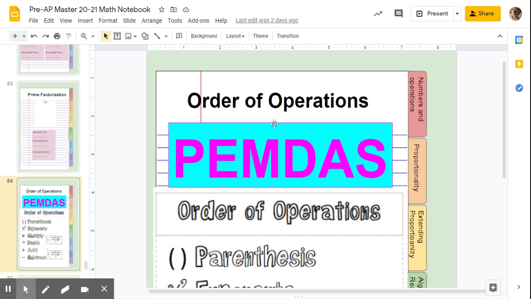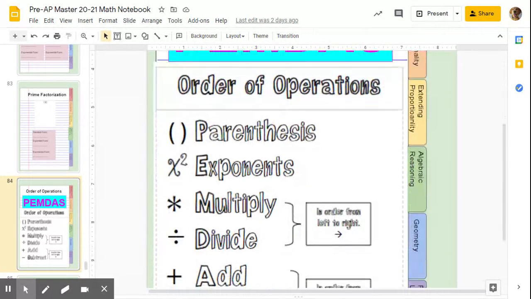All right, today we're going to talk about order of operations, which I know you guys have talked about some in the past, but we're going to add a little bit more to it than you guys have used before. So when we talk about order of operations, we use something called PEMDAS to help us remember what order to put things in, okay?